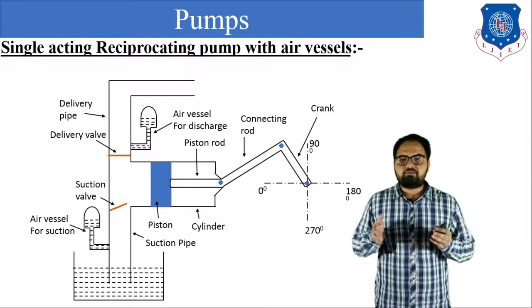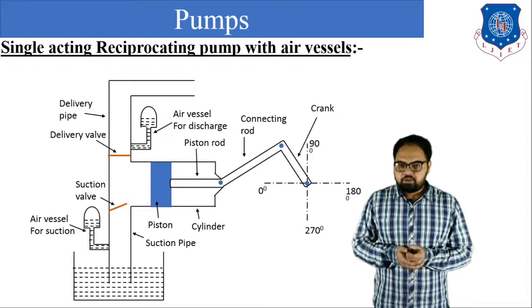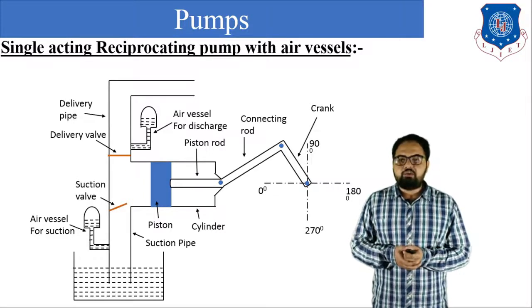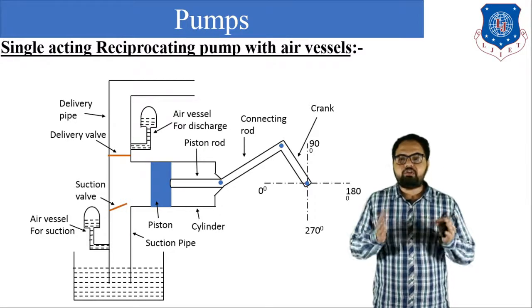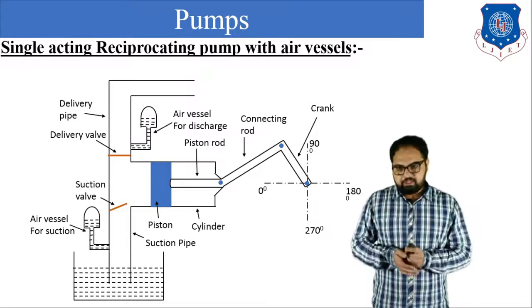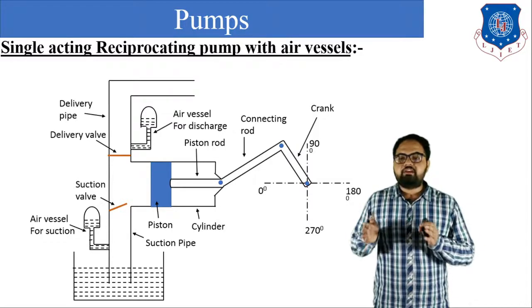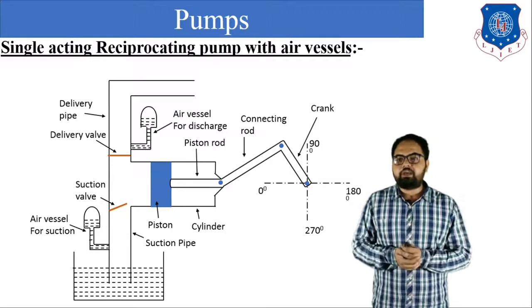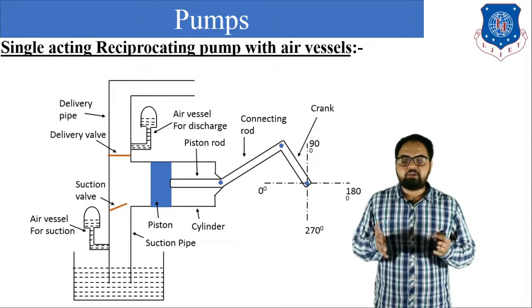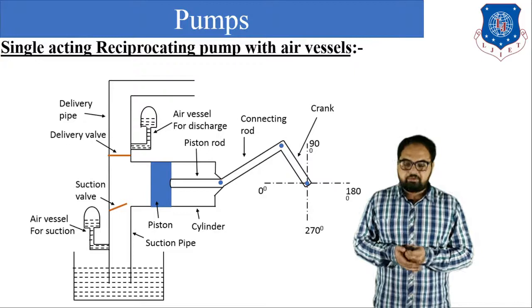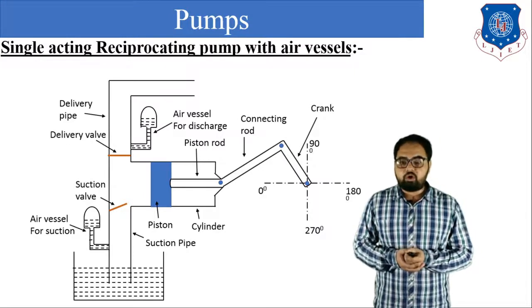First of all, what is the function of the air chamber? Air chambers are mainly used for three purposes. The first is to obtain a continuous supply of the liquid. That problem arises in a single acting reciprocating pump, where we are not able to get a continuous supply of the liquid. We get an intermittent flow during the operation.